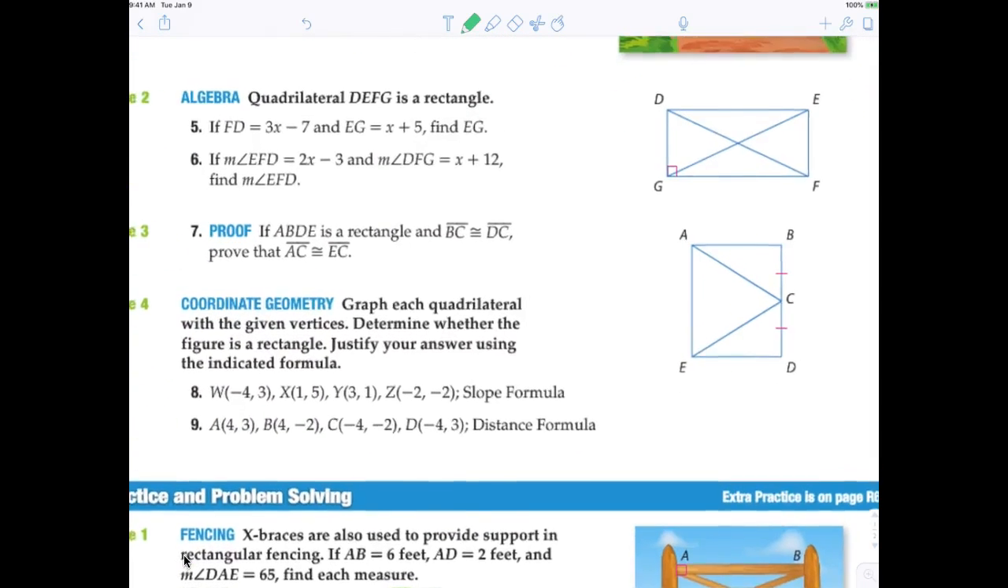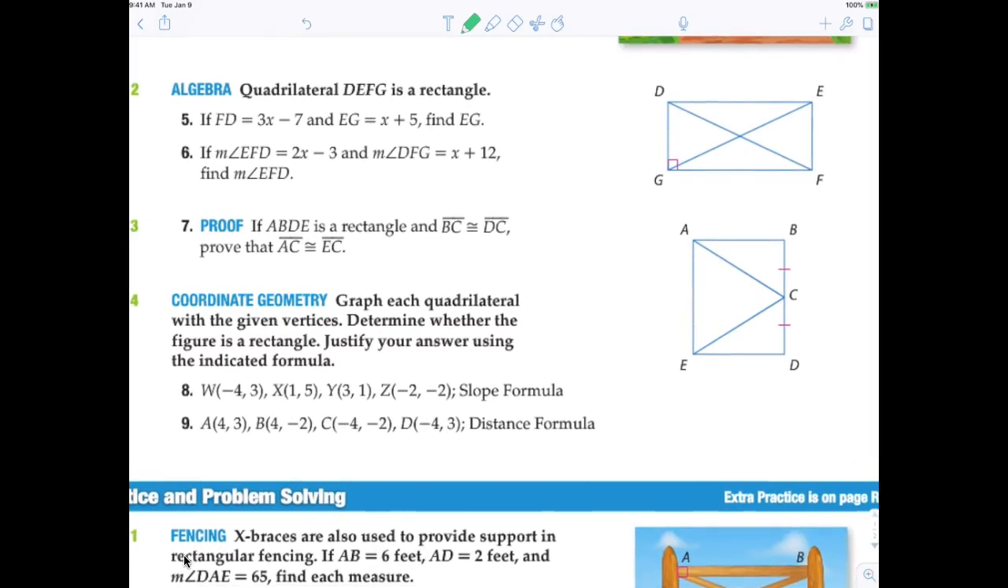All right, now let's look at the next part. FD is 3x minus 7, and EG is x plus 5. So what's true? They're equal. So let's just do the mental math on that and tell me what x equals. I think x equals 6. Everybody okay with that? Now again, on the test, the reason most people make mistakes is they just solve for x and don't answer the question. But they're asking for EG, which is what? 11. So EG is equal to 11.